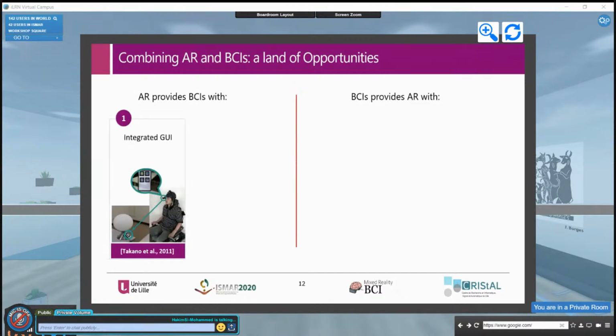First, we have noticed that, for instance, augmented reality can provide a BCI with integrated graphical user interfaces that enable not only interaction with a computer screen, but also with real objects through the augmented reality interface, and the flickering targets, or any kind of stimuli that the user needs in order to generate or to stimulate his brain activity.